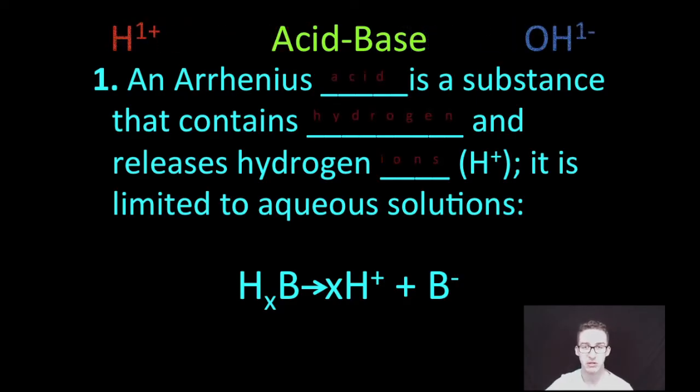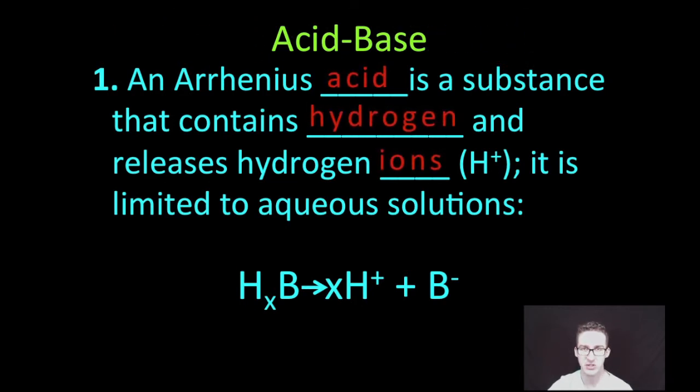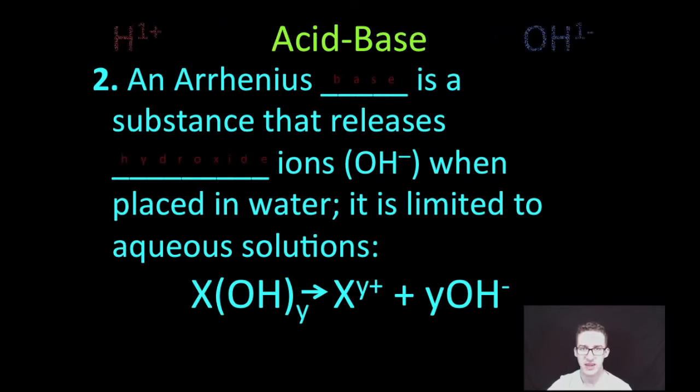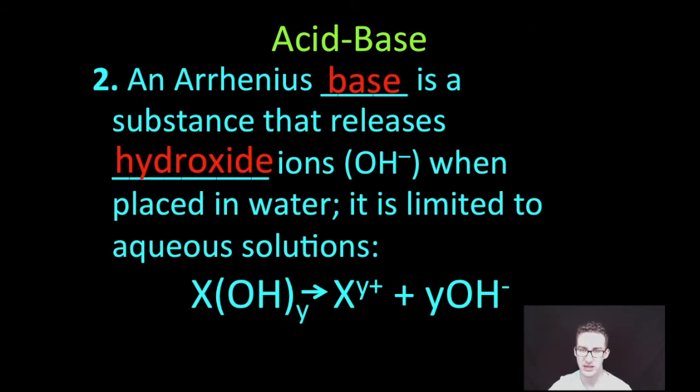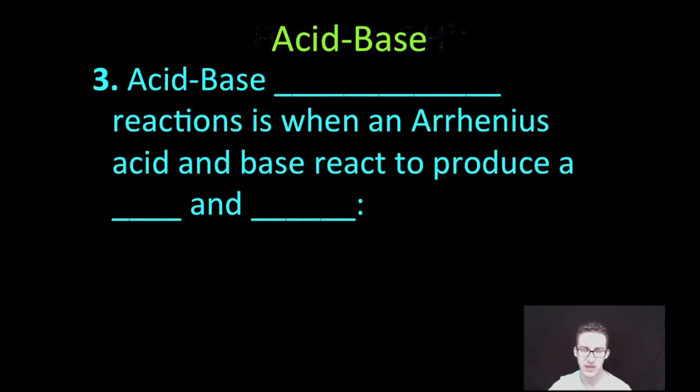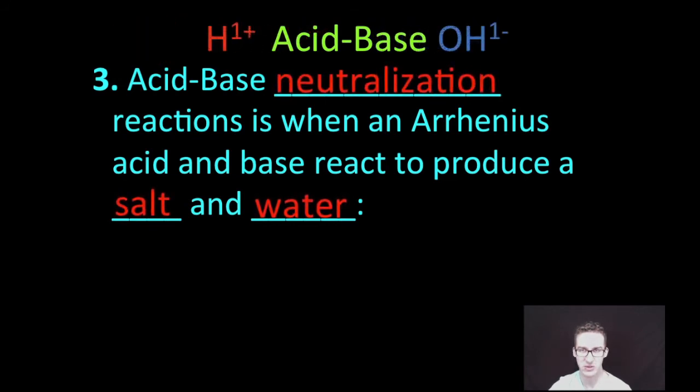And that brings us to our third classification of reaction, which is an acid-base reaction. We're going to start with a couple of quick definitions here. An Arrhenius acid is a substance that contains hydrogen and releases those hydrogen ions in solution. An Arrhenius base, on the other hand, is a substance that releases hydroxide ions in solution. And then when you mix an acid with a base, essentially you get an acid-base neutralization reaction. Again, that Arrhenius acid and Arrhenius base react to produce salt and water.